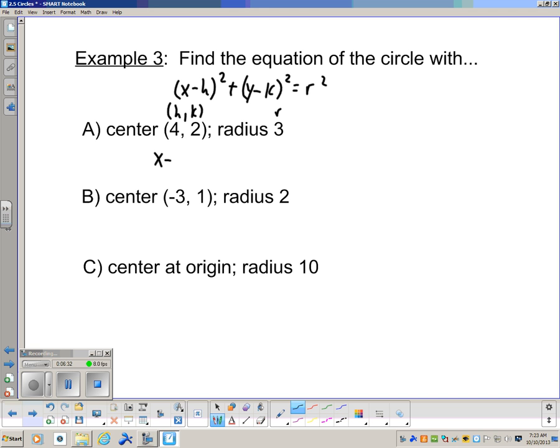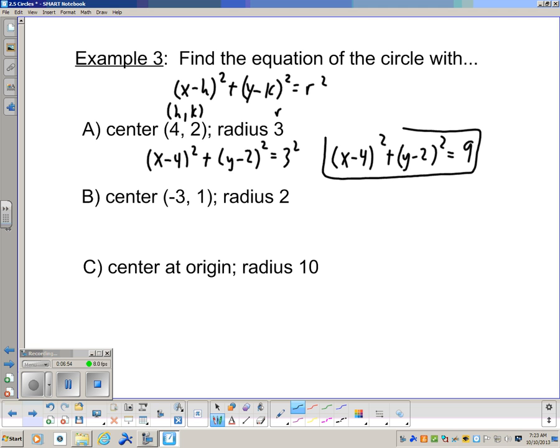So I can go (x minus 4) squared plus (y minus 2) squared equals my radius squared, which is 3 squared. So I'm just going to simply clean that up because we don't write it with the 3 squared in there. Now I simplify, equals 9. So here's the equation of my circle.